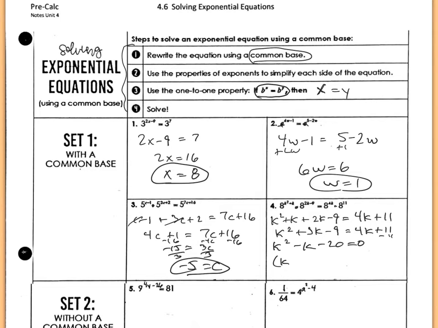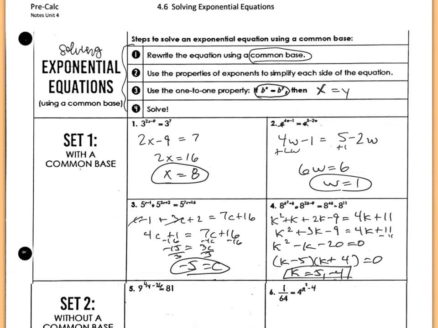So we need two numbers that multiply to get negative 20. So 5 and 4. 5 is negative, 4 is positive, so we get k equals 5 and negative 4. Honestly, that is the easier of the two versions.